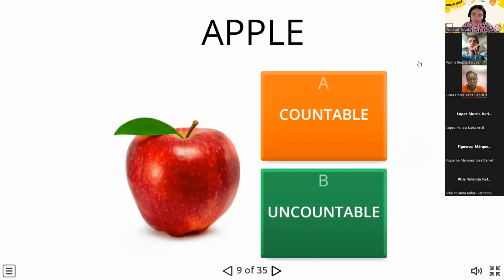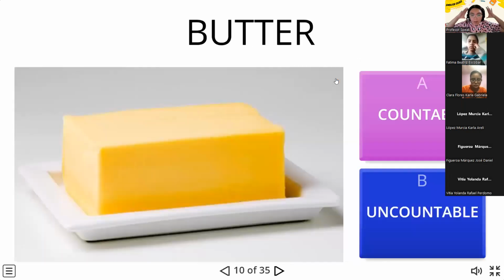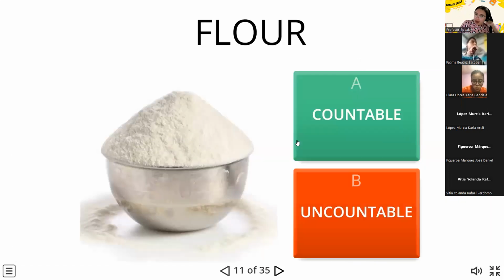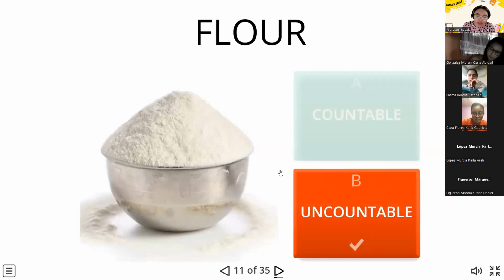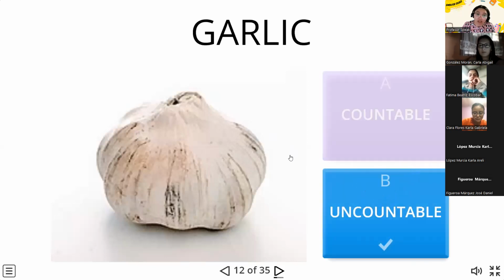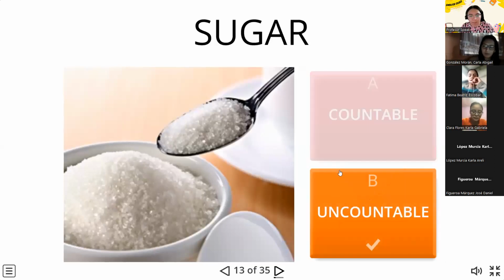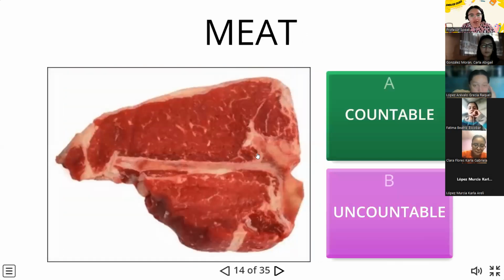Apple. Countable. Okay, what about butter? Uncountable. Very good, uncountable. Now we have flour. Uncountable. Excellent. Now we have garlic. Uncountable. Garlic is uncountable. Sugar. Uncountable. This is like a teaspoon, I think.